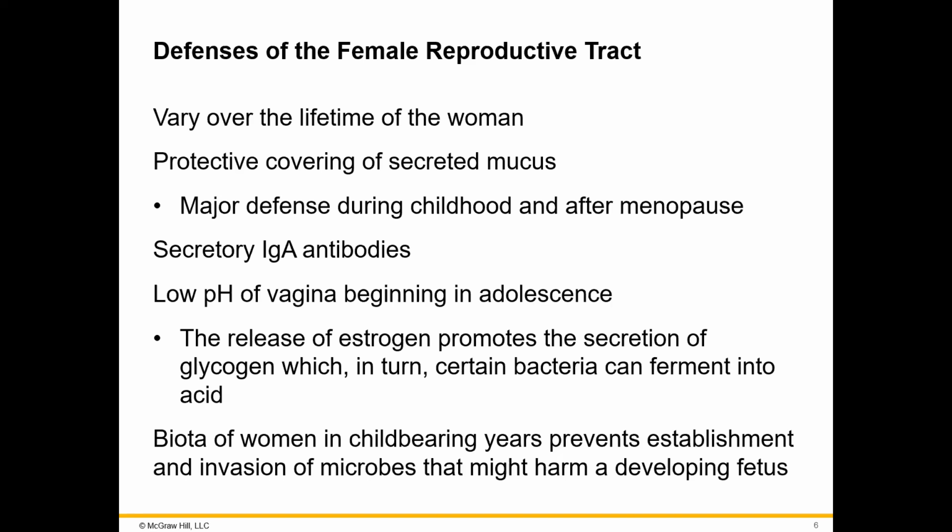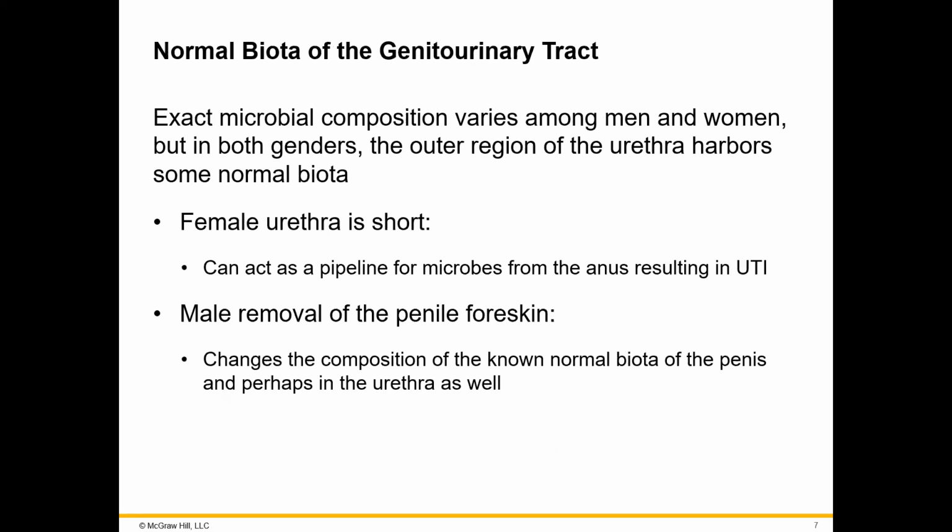Secretory IgA antibodies are in the mucosa. The low pH of the vagina begins in adolescence, as the hormonal changes are happening. It favors the growth of lactobacillus bacteria, and those lactobacillus bacteria are acid-producing, fermenting bacteria, and that leads to the acidic pH of the vagina. Then the biota of women in childbearing years also seems to be in place to prevent the fetus from getting infected. So that's a helpful thing for the developing fetus.